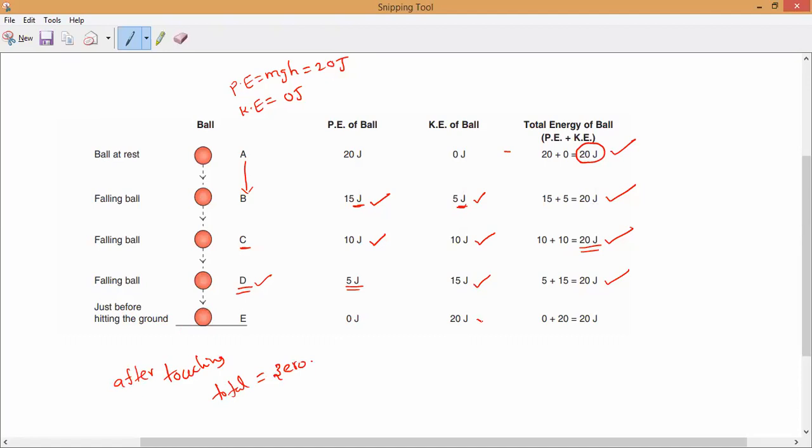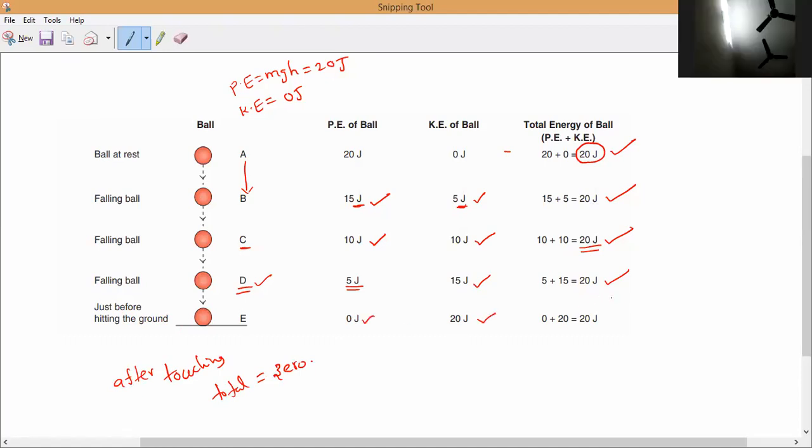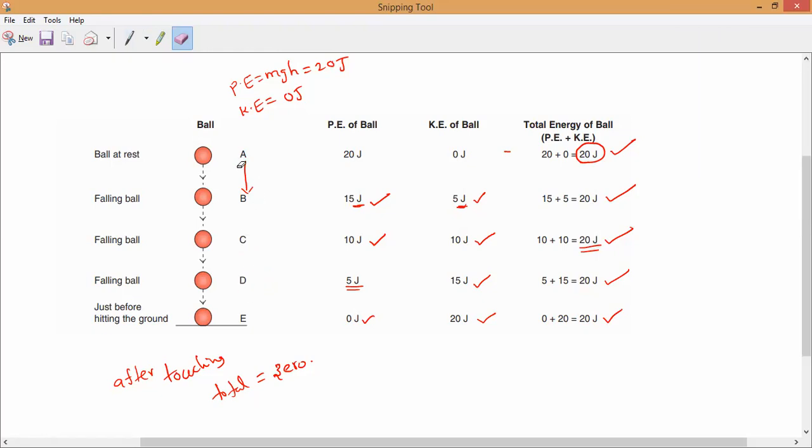0 joules. Kinetic energy is 20 joules. Now if you do both, what is happening? 0 plus 20, which is equal to 20 joules. So now from this, can I conclude? Everybody needs to write the example, the freely falling case example. Write all the points neatly.